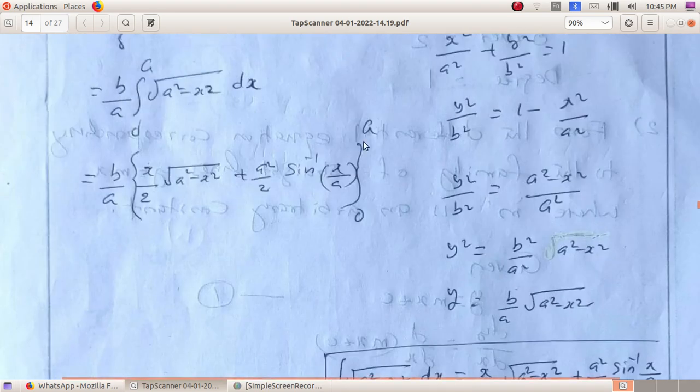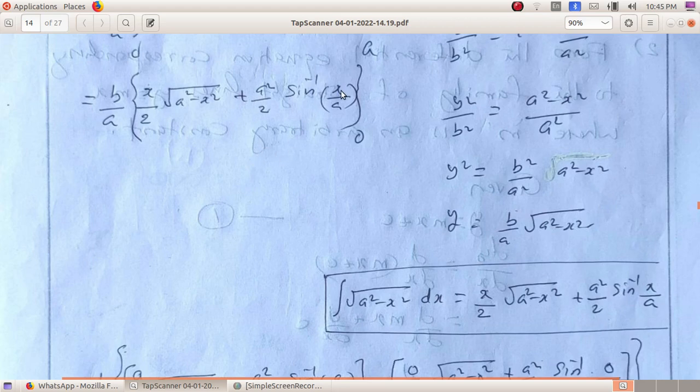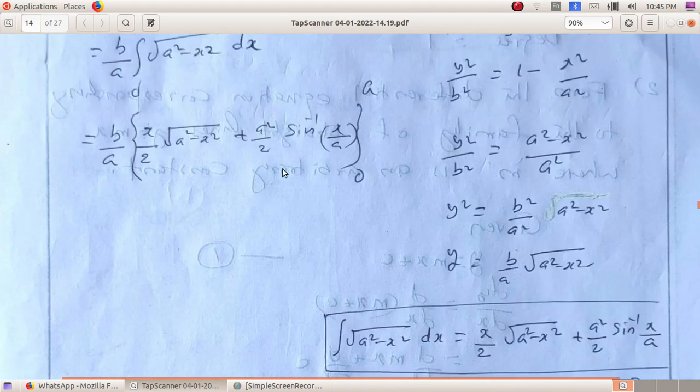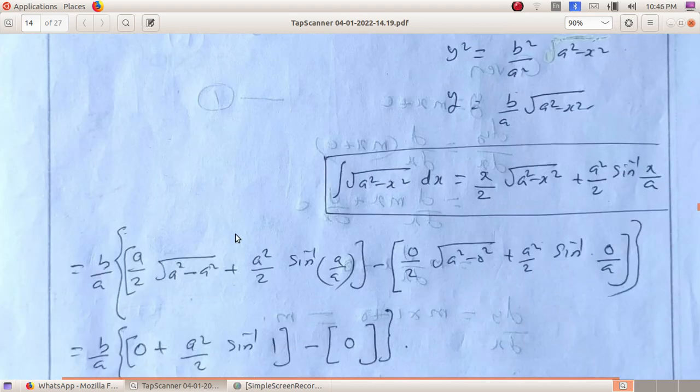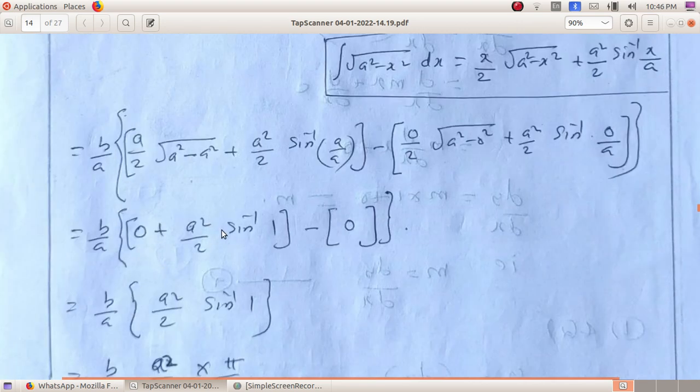Then b by a into, first you apply x as a: a by 2 into root of a square minus a square, plus a square by 2 sin inverse a by a, minus, then 0 for x: 0 by 2 root of a square minus 0 square plus a square by 2 sin inverse 0 by a. So a square minus a square is 0, so this whole expression is 0. a by a means 1, sin inverse 1. a square by 2 sin inverse 1 minus 0, and this whole term will be 0. So the answer is a square by 2 sin inverse 1.